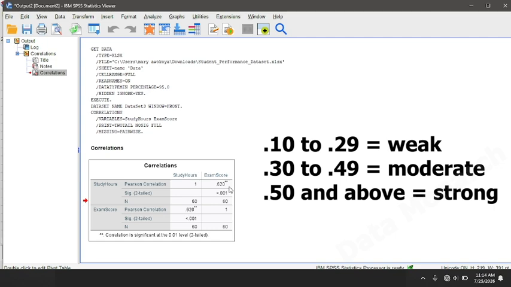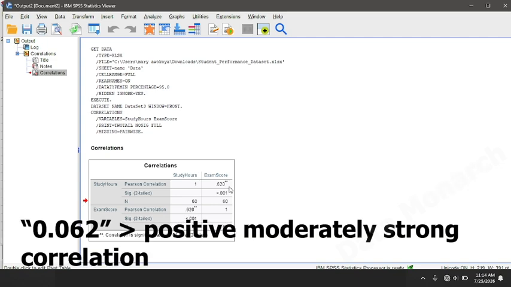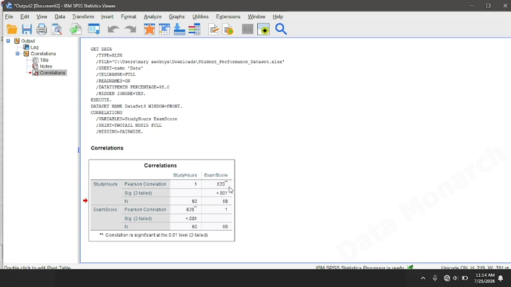And also you can see that it is a positive value. We do not have a negative value there, hence why we have a positive moderately strong correlation. So you can see students who study more hours per week really do tend to score meaningfully higher on the exam score, at least in this sample.